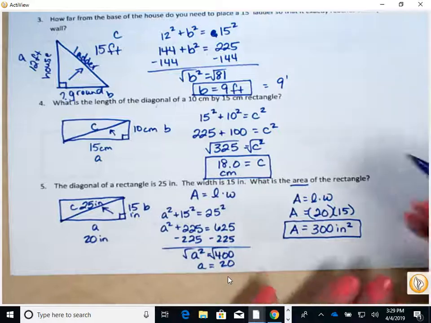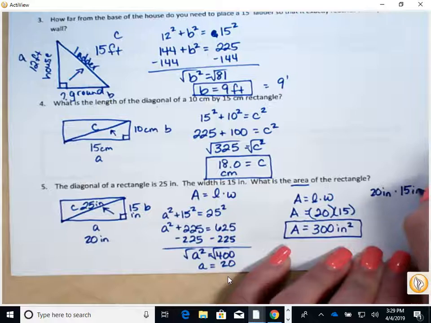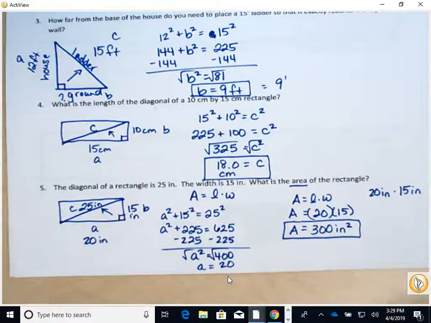And the reason it's inches squared is because when we take length of 20 inches times width of 15 inches, when I multiply the numbers, I get 300. When I multiply inch times inch, that's inches squared. So that's why we have those units.